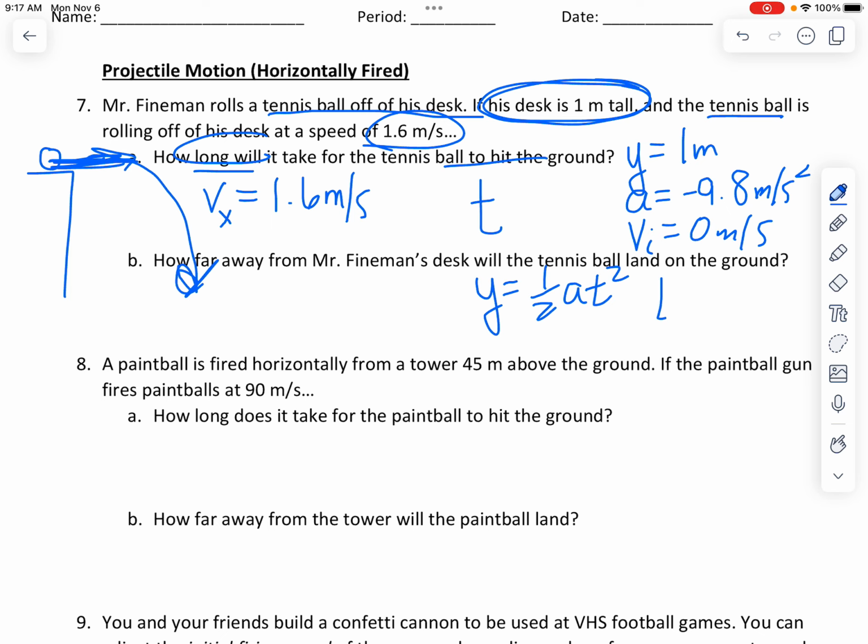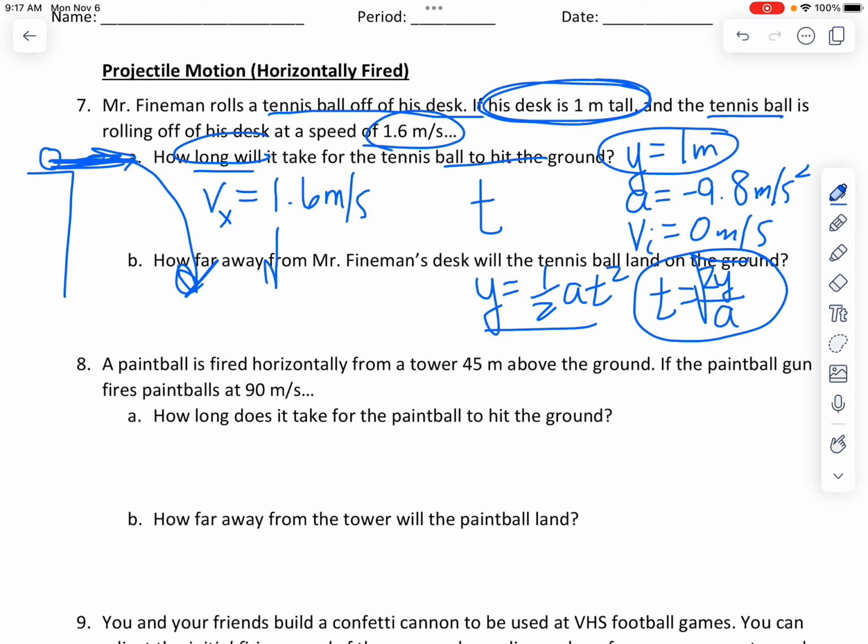So time here is going to equal the Y value, which is the height that's given to you, times 2. I'd multiply both sides by 2. And then I would divide by the A, and I would take the square root of that. So this is the same formula, but solve for T. So you plug in the Y value and the A, and you'll be able to find the time.